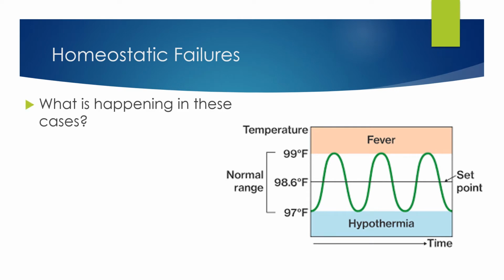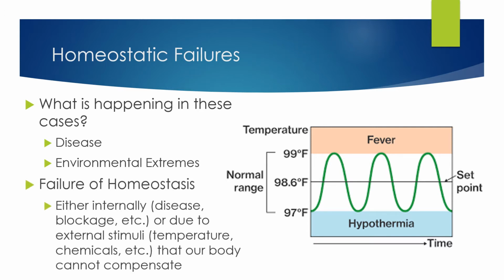So what is happening in these cases? Well, maybe you have a disease like we talked about. I can't maintain homeostasis if something is wrong with the way my body regulates temperature. Maybe I need to increase that temperature in order to fix a mistake that's happening in my body, or maybe the mistake in my body, like a virus or a bacteria, is affecting my ability to maintain my temperature. But also, maybe it's the environmental extremes that we talked about, like you're out in the sun or you fall into a frozen lake, something like that. These are failures of homeostasis.